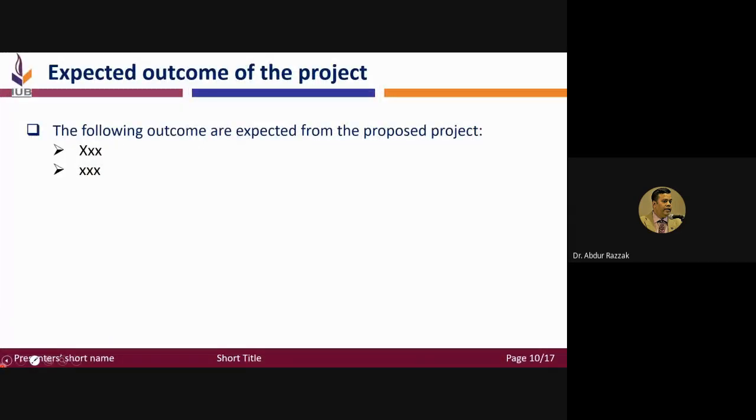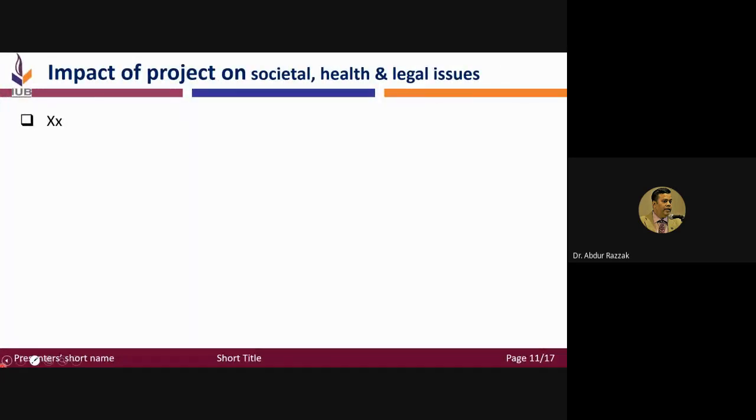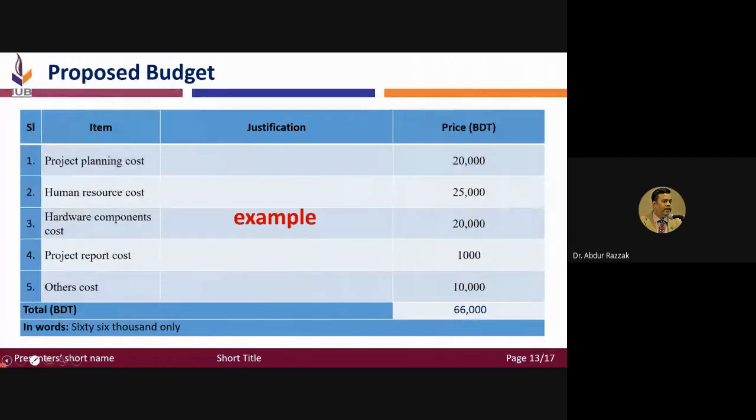This is the slide. You have to write it very precisely, the expected outcome of the project, what you are expecting after implementing this project. Then the impact of the project on society, on health and legal issues, and the impact of the project on the environment and sustainability. As I mentioned earlier, you have to write these 2 slides very carefully, because marks will be given in these 2 slides.